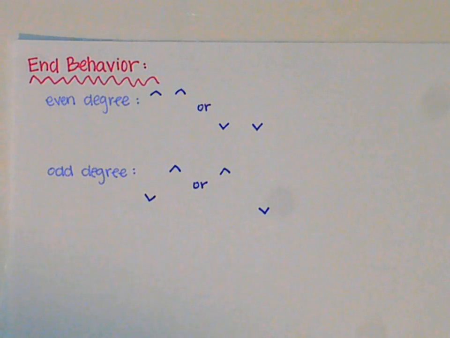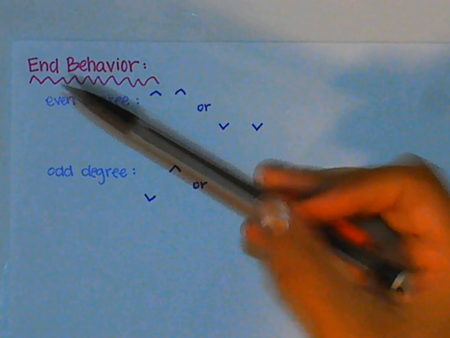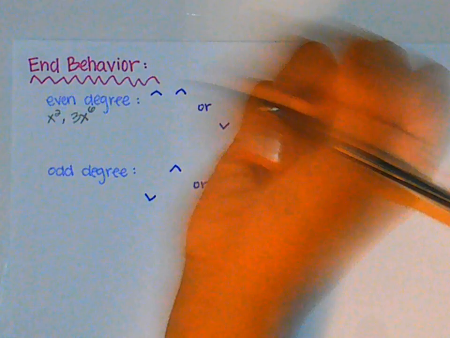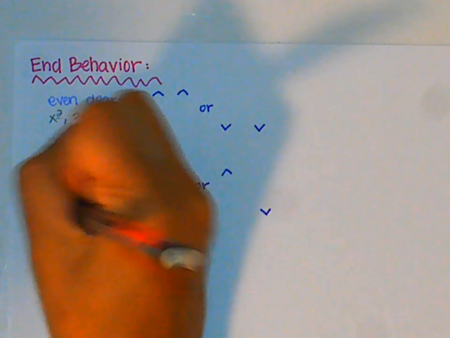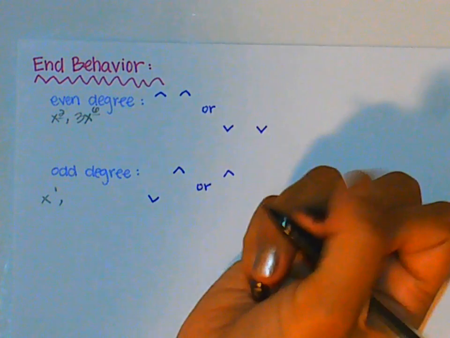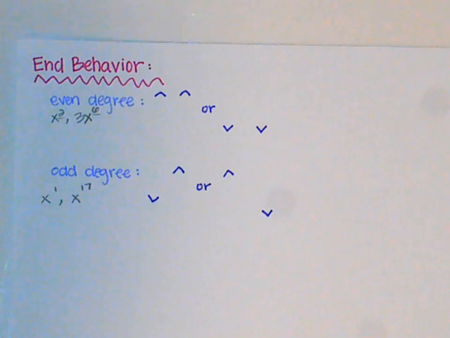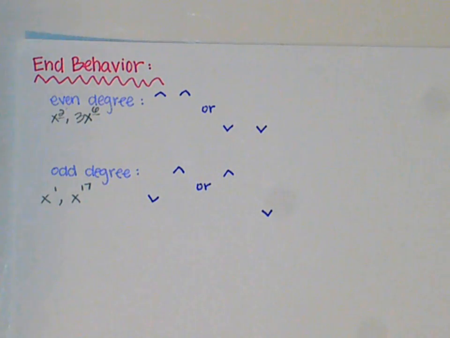Okay, so to talk about end behavior, we have to talk about the shape of a graph. When you have an equation, you could either have an even degree or an odd degree. An even degree would be something like, say, x squared, or 3x to the power of 6. I'm only looking at the exponent itself. To have an odd degree, it's something like x to the power of 1, or x to the power of 17. The only thing that I'm worried about here is whether that number is even and odd, because that's going to help me determine my end behavior.